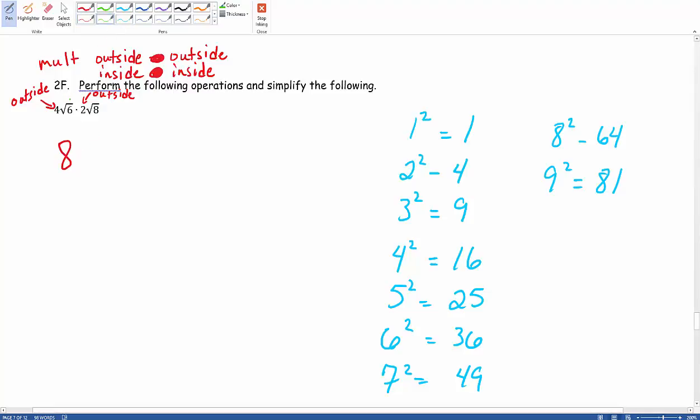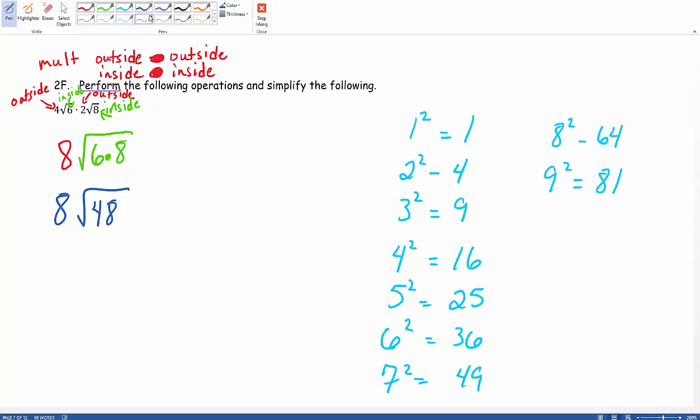Next, we want to multiply our inside with our inside. So the number that's inside the square roots, we're going to go ahead and multiply together. We have 6 times 8. Now you can do this in one step. You don't have to necessarily show this multiplication. I'm just kind of showing it for other people so that we're all on the same page. So when we do that, we end up then with 8 times the square root of 6 times 8, which gives us 48.